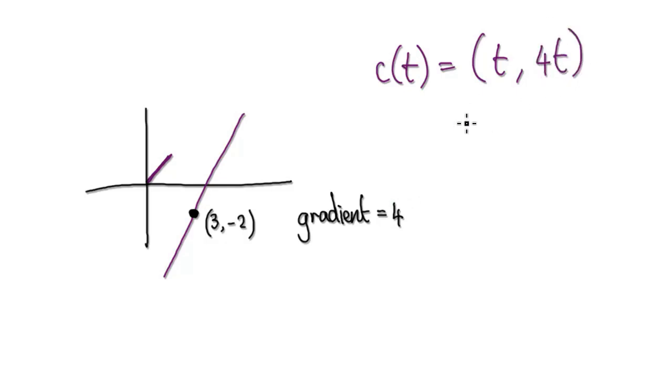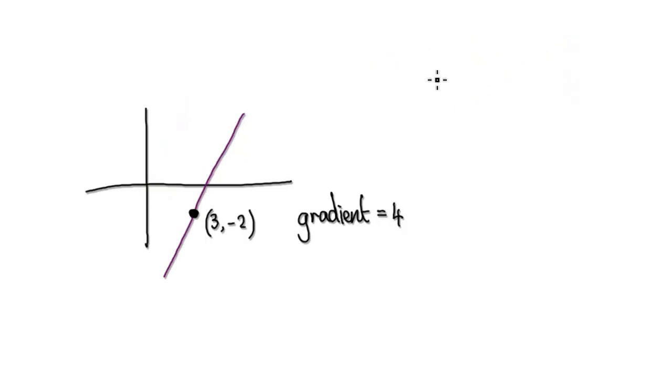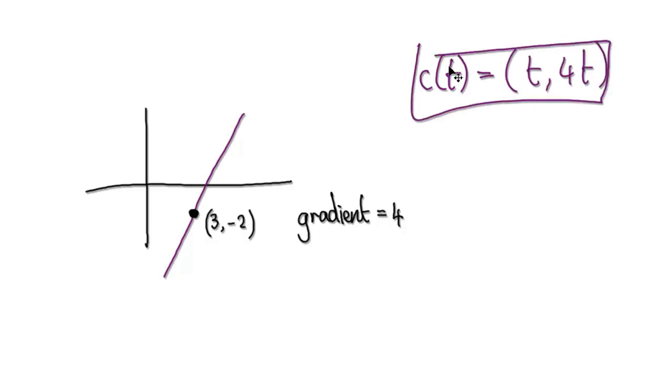Now this will give you a gradient of 4, because after 1 second you would have moved 1 across, and then 4 up. So it will give you this. It's just badly drawn, but this line should be parallel to this line. So by doing this, (t, 4t), this would then give you a straight line with gradient 4.